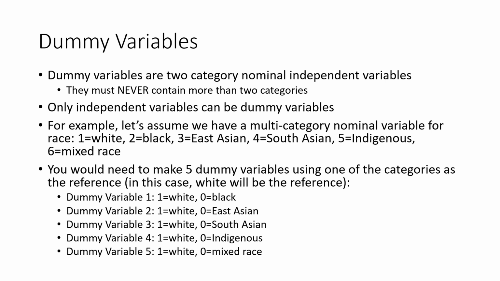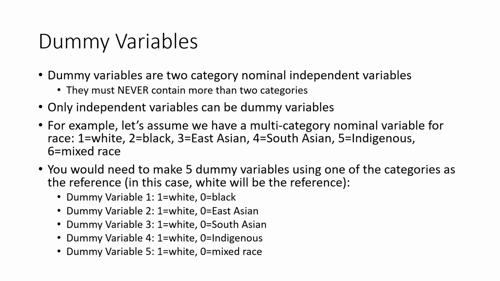A dummy variable is a two-category nominal independent variable. It must never contain more than two categories. If you insert a nominal multi-category, that is to say three or more category variable in a multiple regression analysis, you'll just get nonsense as a result.